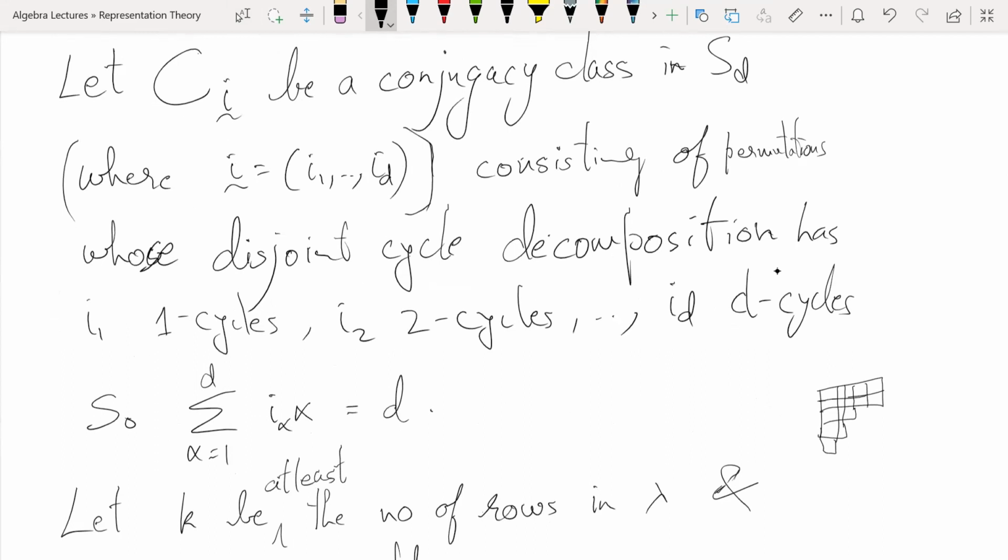So what you do is take K to be at least the number of rows. You can take K to be 5 or 6 or 7. If you take the smallest, the formula will be simpler. But technically you can take K to be bigger than 5 as well to apply this formula.